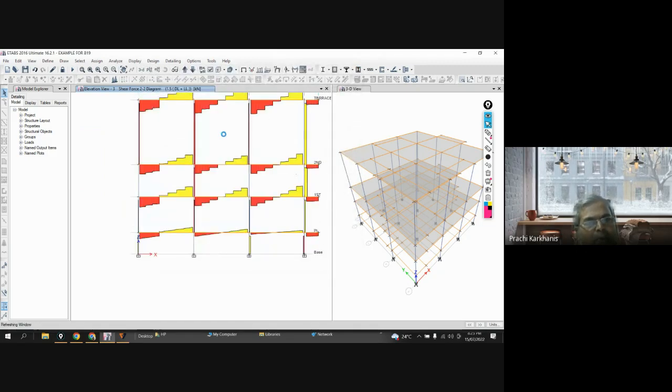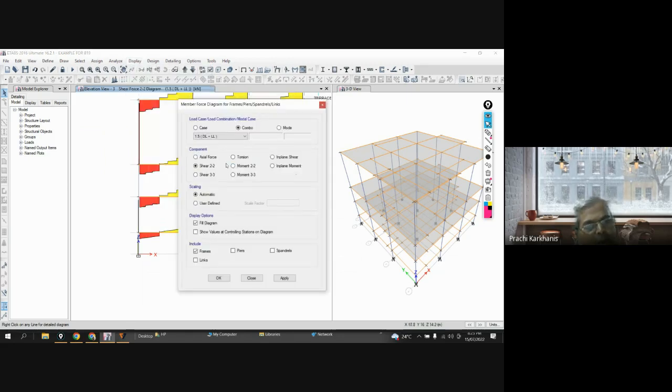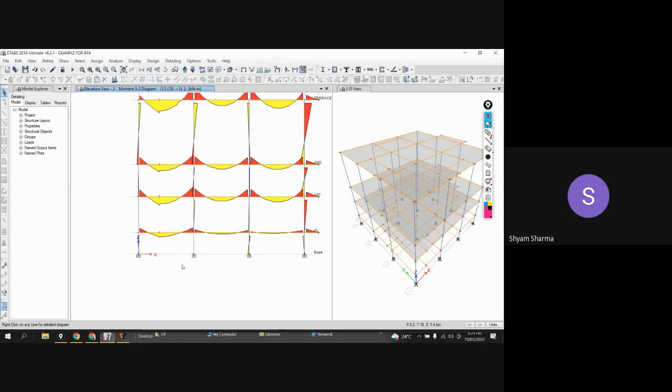Now let us see. I want to see the bending moment diagram. So I will go to display, post stress diagram, moment pier, and under that I will select this M3, because major axis bending moment is M33. Major axis shear force is shear 22. Okay, clear? Yes, sir.